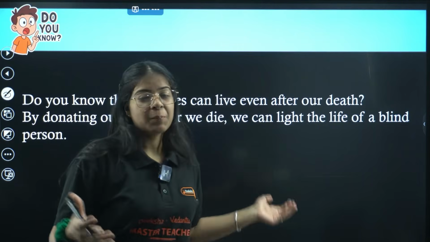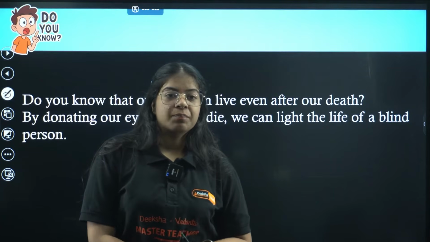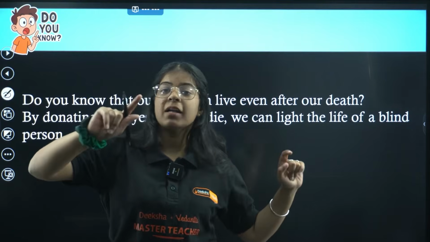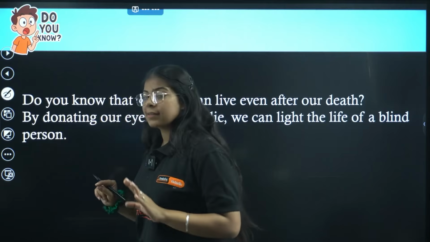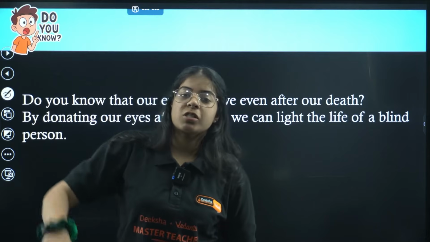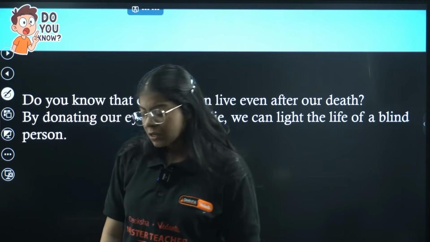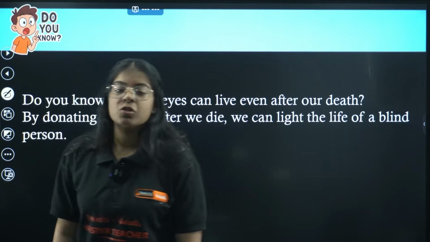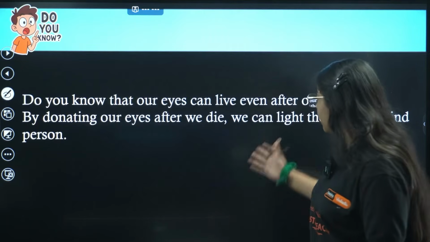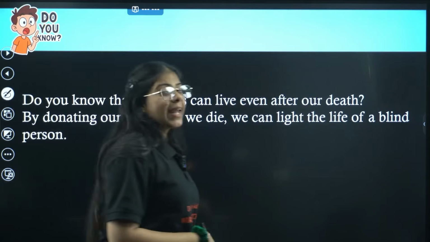A medical team will come and extract the eyes, but it's a very good cause. Donating eyes can save a lot. One eye of a person can save multiple people's blindness. Some just require the cornea, some just require the iris or pupil, but mostly it's the cornea. So by donating our eyes after we are no more, we can light a blind person's life. Okay.